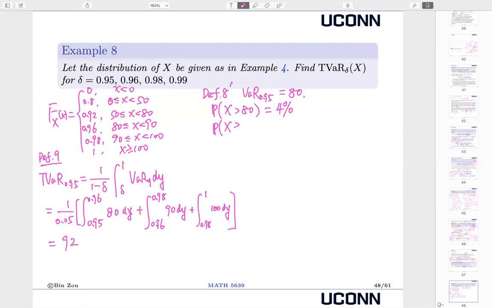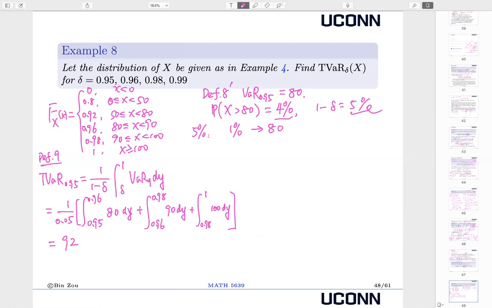but if I want to include, we have 1 minus delta is 5%. So now we have an issue, right? We are trying to average for 5%, but if I directly apply definition 8, I only average over 4%. I need to get an additional 1%. So now let's see how we distribute. So I want 5%. Okay, then what I can do is add back 1%.